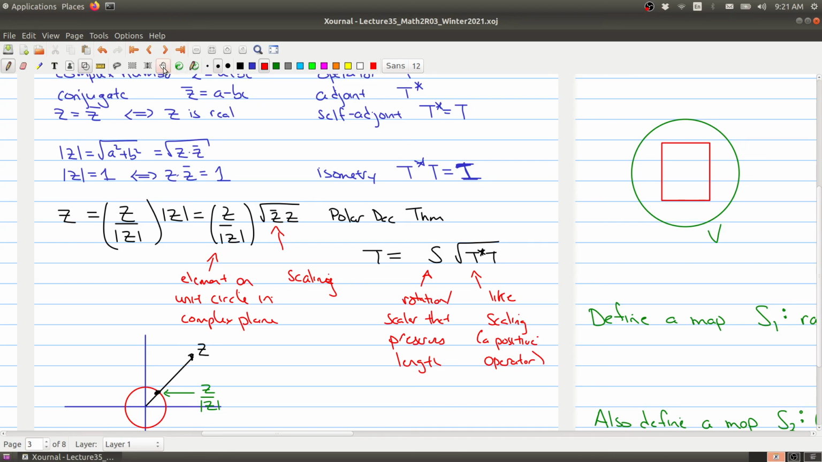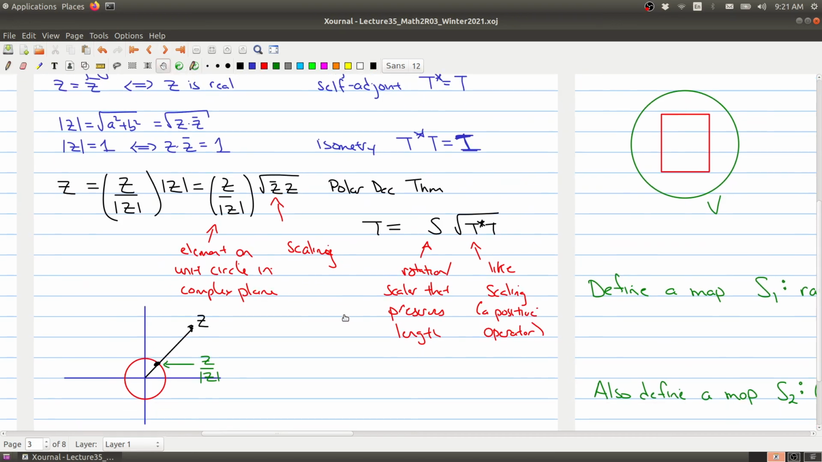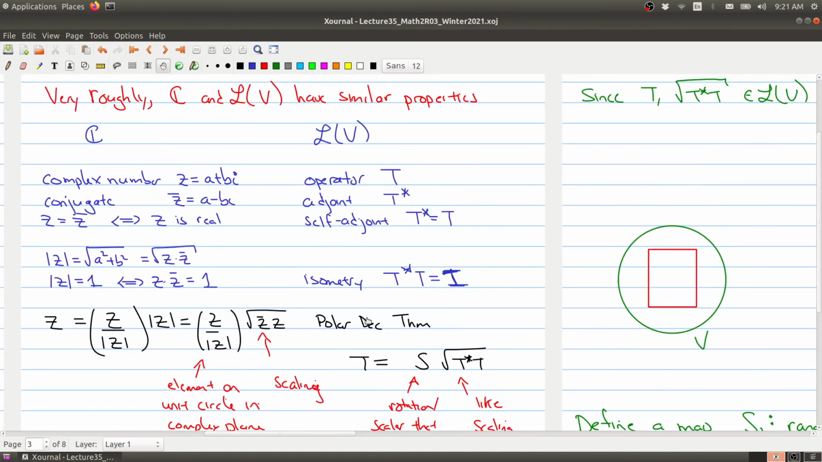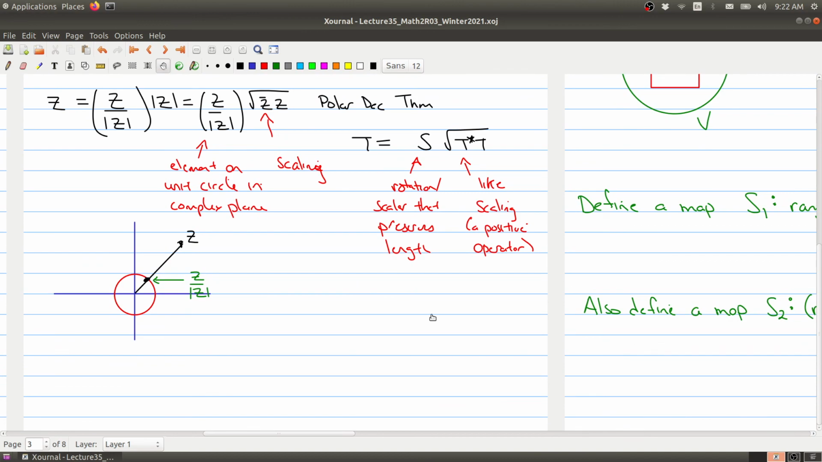Maybe this helps, maybe it doesn't, but this back and forth is what motivated this decomposition. It's the idea that if we start thinking of these things as having a mirror object inside of the complex numbers, then if we can do something on the complex numbers, it might tell us that we can do something in the set of linear operators. That's all I had for this part. We'll pause, and then in the next part, we're going to sketch out the proof for the polar decomposition theorem.